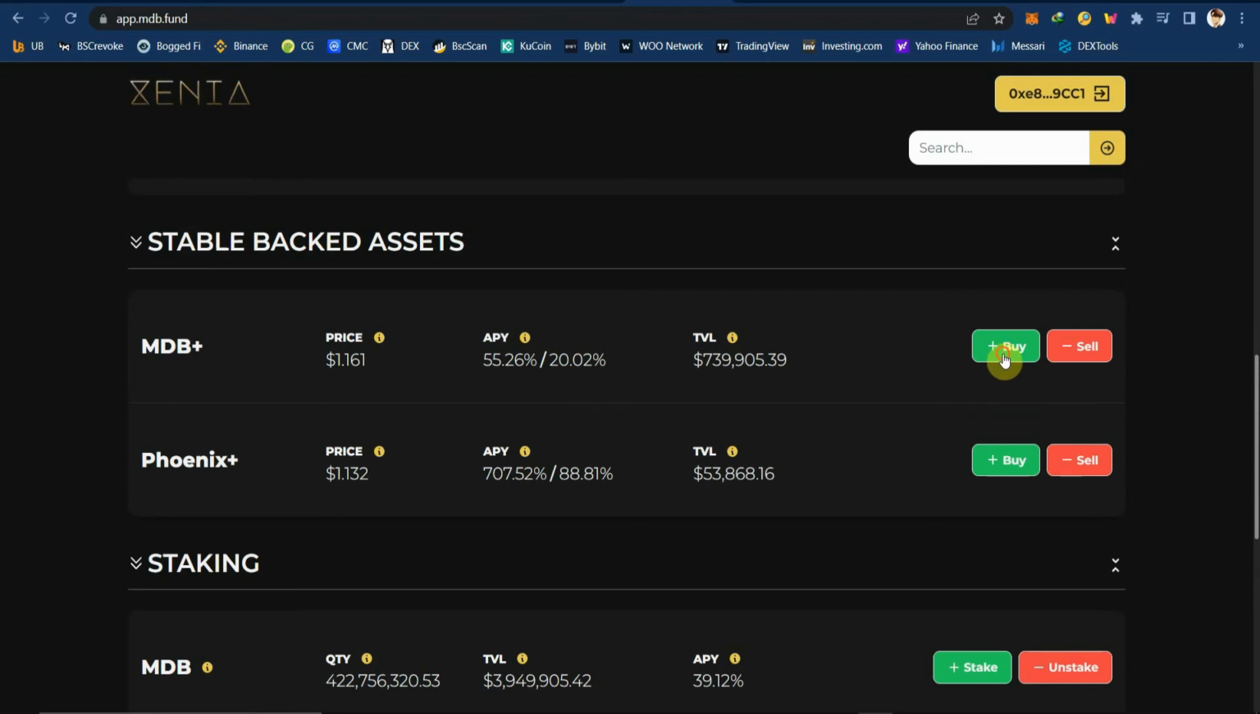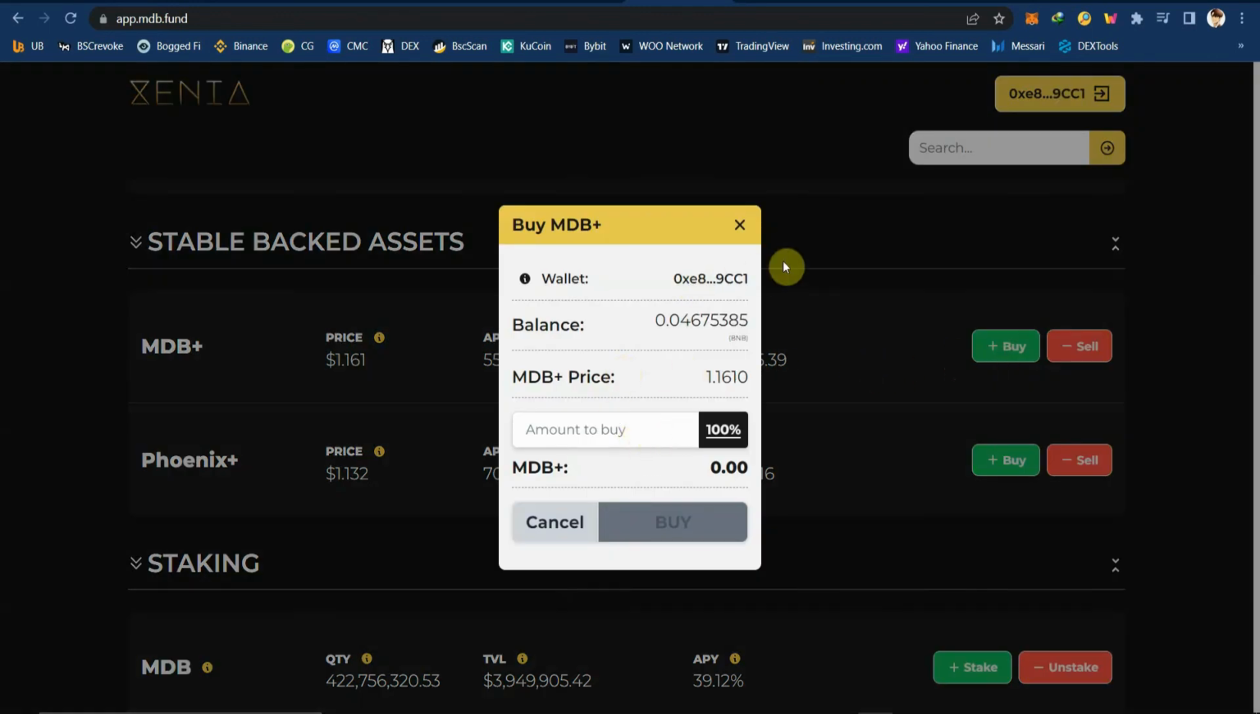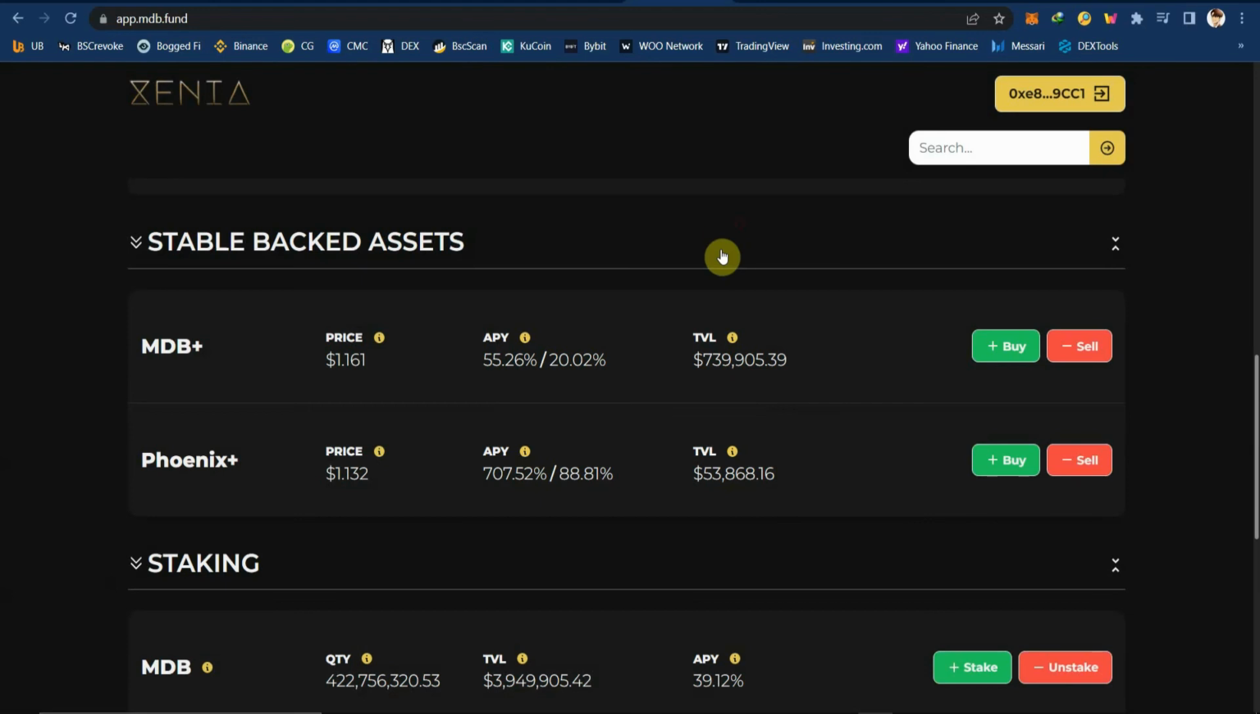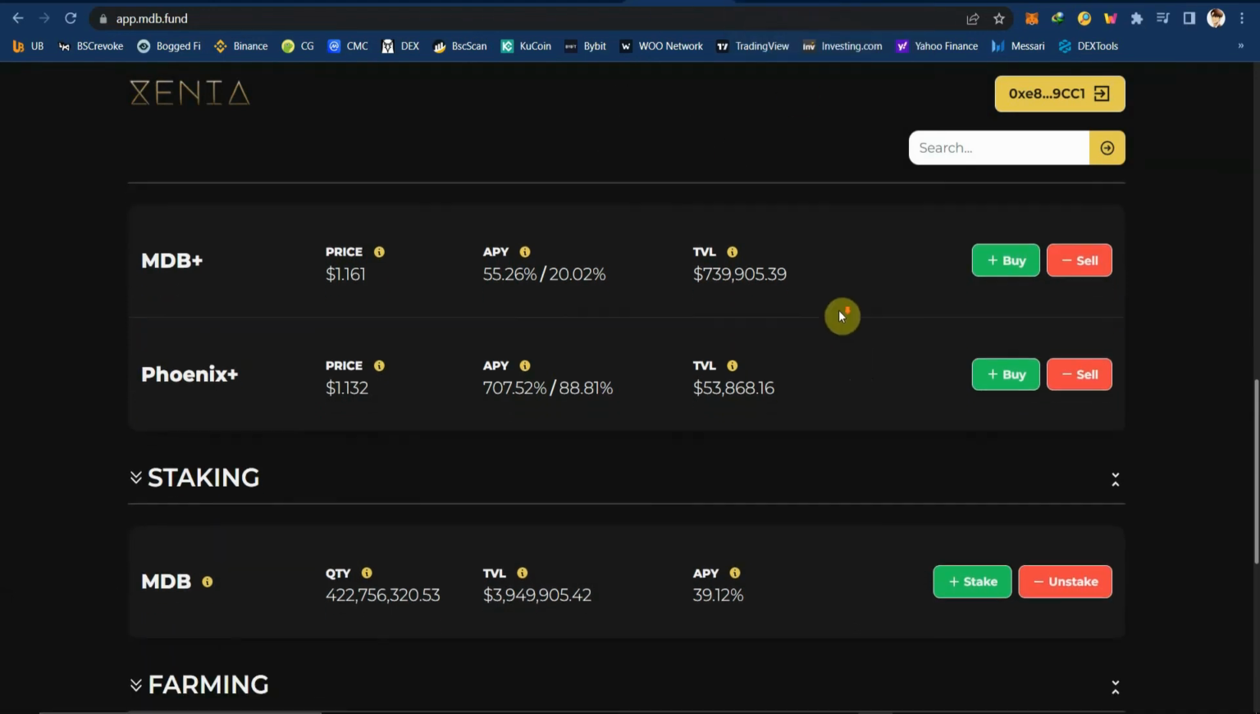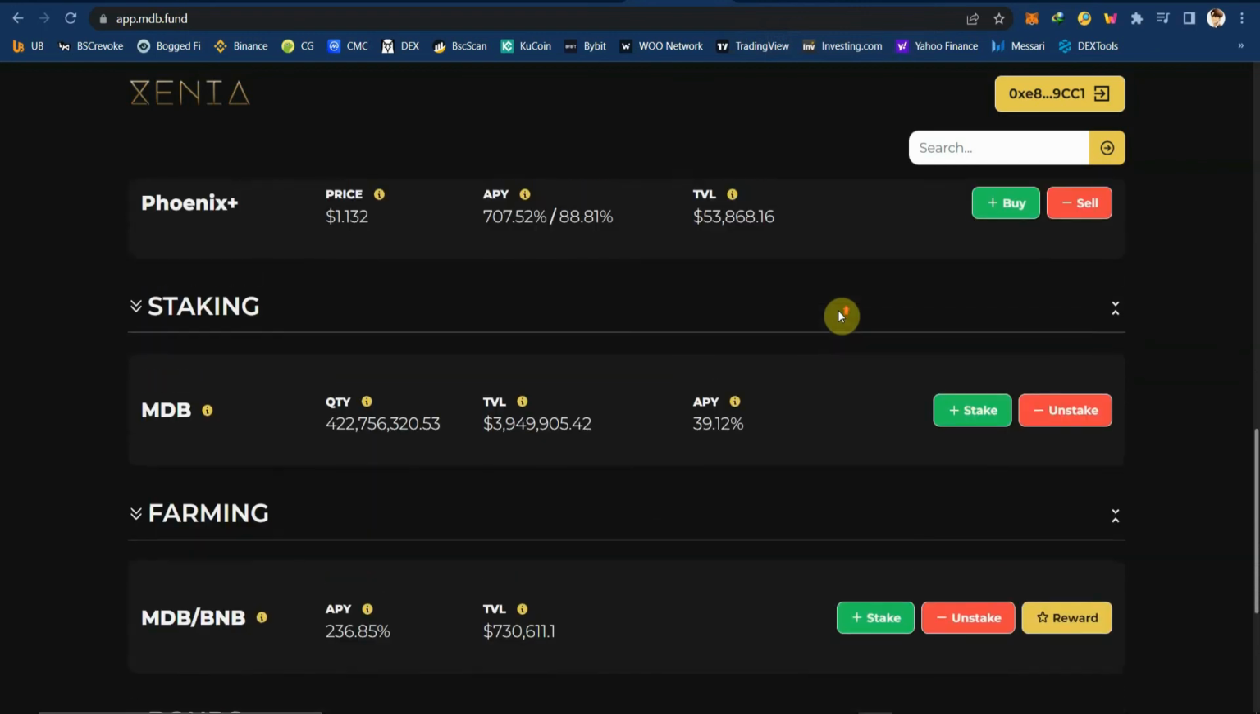Same with MDB plus, it's the same thing. You need to buy MDB plus. I think you could buy it here. Okay. So that's how you could buy and you could stake your MDB.